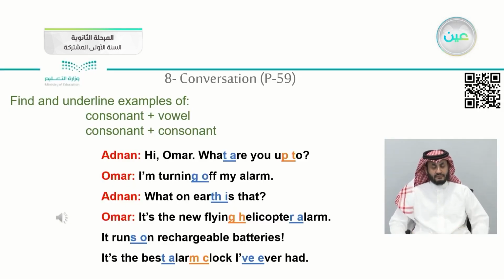Okay, now let's go to the conversation and we will do the same thing in here. Find and underline examples of two adjacent sounds, whether it's a consonant plus vowel or a vowel plus two consonants after each other. These are the conversation between Umar and Adnan, and I have underlined the adjacent sounds, like what are, up to, go, turning off, earth is. I want you to listen and practice while you are listening how to pronounce adjacent sounds.